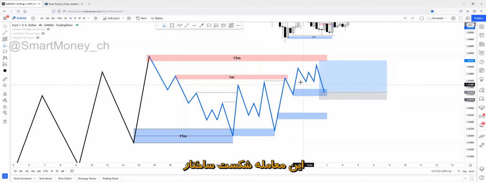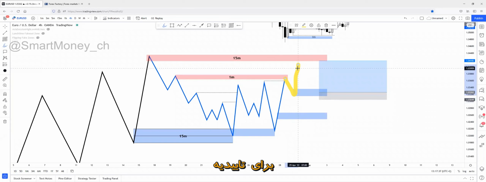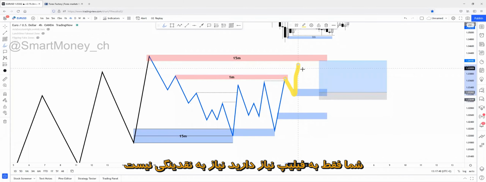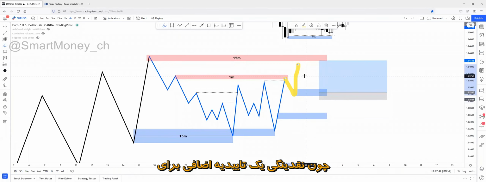This break of structure trade right here requires liquidity for this zone. But the flip doesn't really require liquidity because it's much, much stronger than break of structure. So confluences, you need a flip. You don't need liquidity for a flip zone, but liquidity is extra confirmation for the probability of this trade.